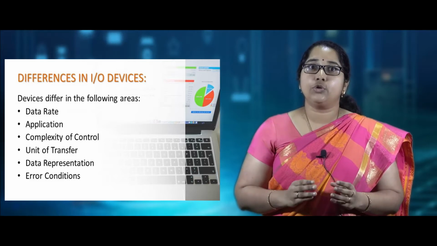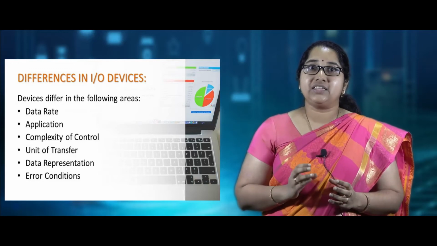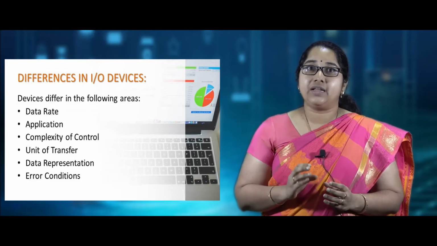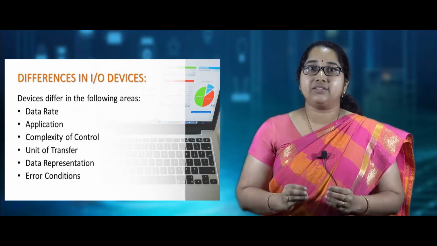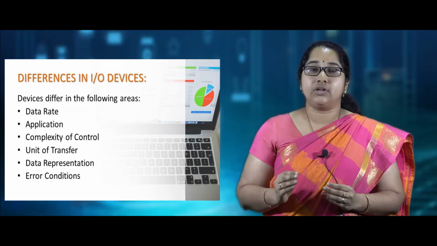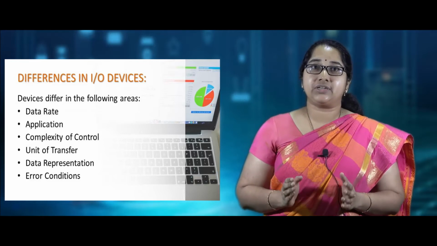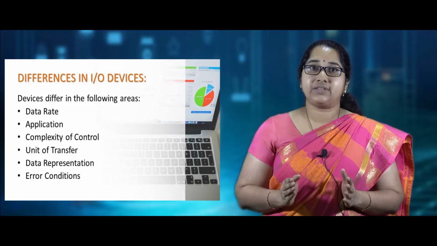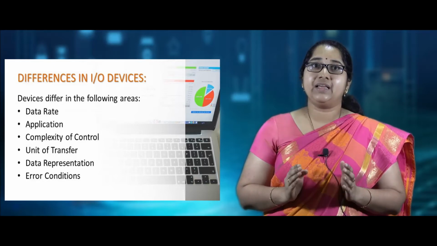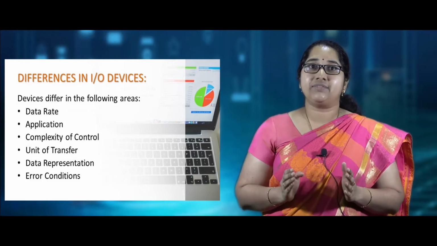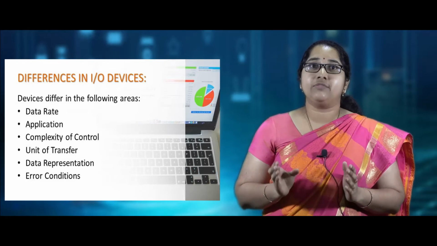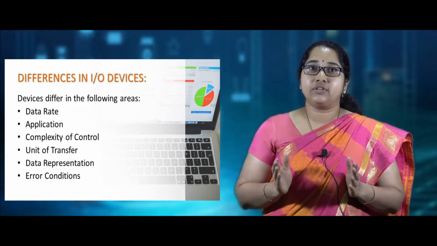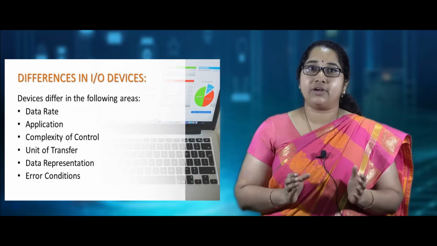The fourth one is unit of transfer, that is each device will be transferring data in various units. It can be as large blocks or a stream of bytes or characters and so on. The next condition is data representation, that is the way in which the data is represented or encoded will be different from device to device. And finally error conditions, that is the way in which an error has occurred, how it is represented and how it can be dealt with will be different from device to device. So this is how each I/O device will be different from each other.